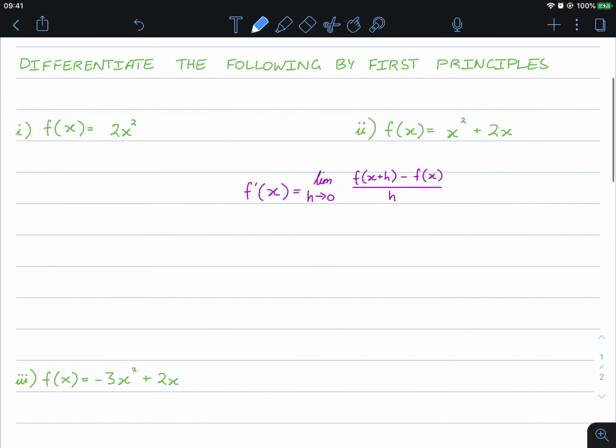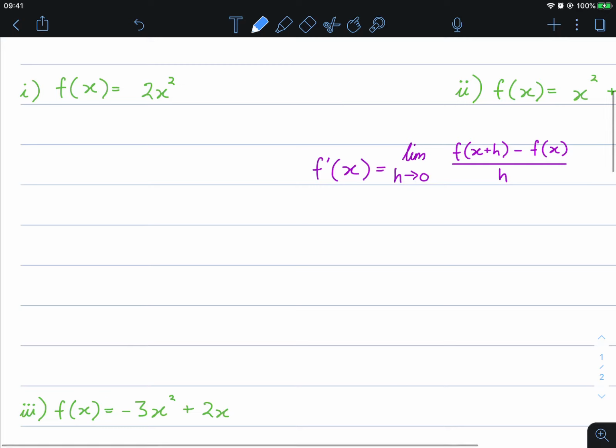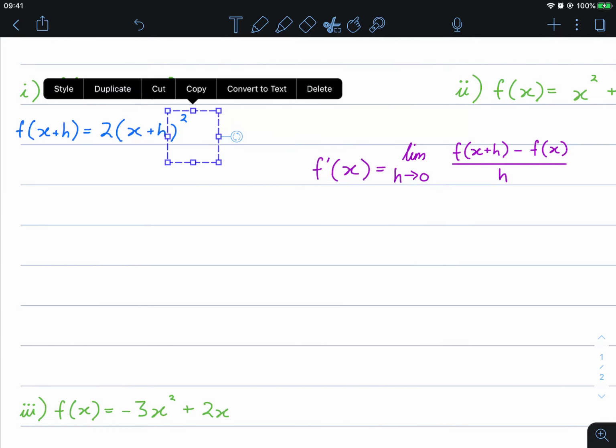So for this function, we need f of x plus h. So let's find that one first. F of x plus h. And we're going to get this prepared. So 2 bracket squared, because inside this bracket is x. For this, we're going to substitute x plus h into here and expand this expression.